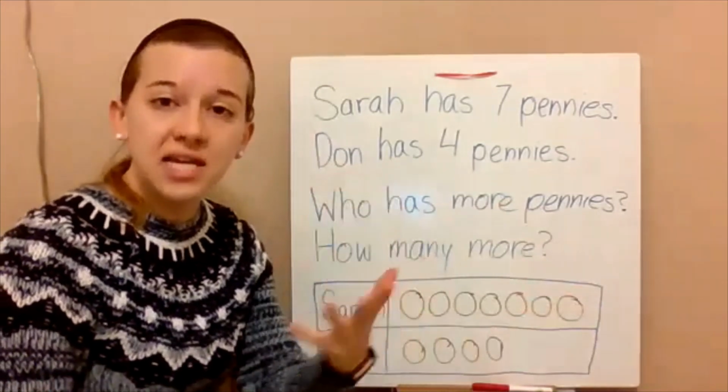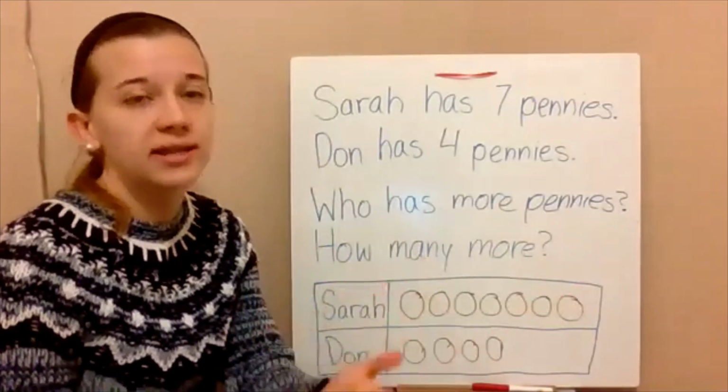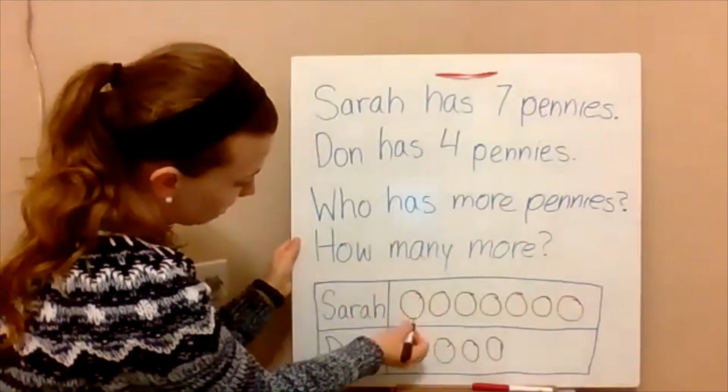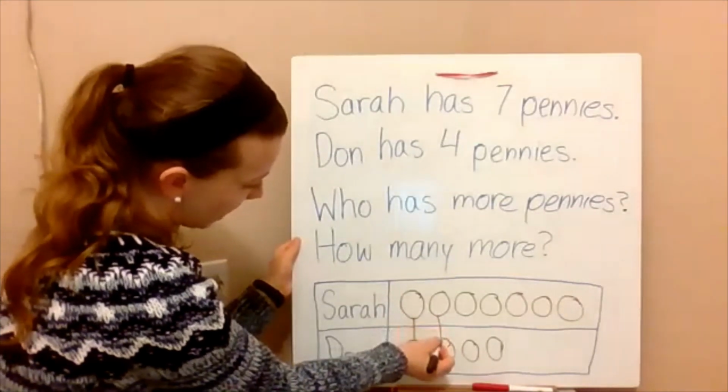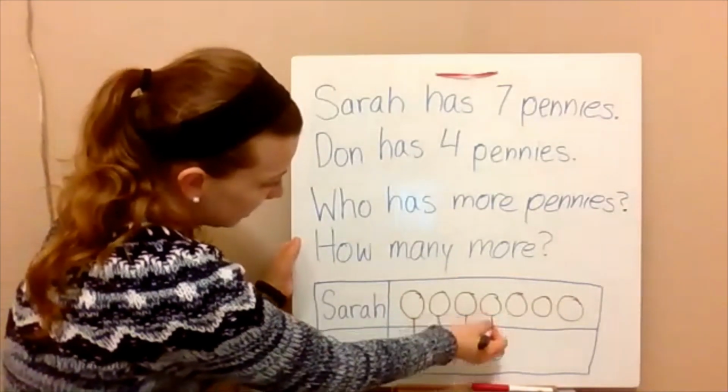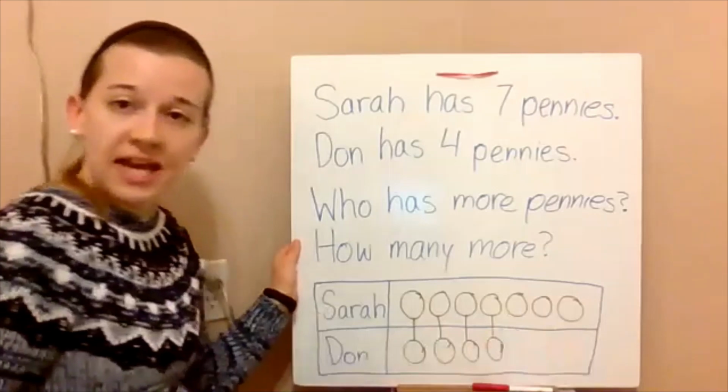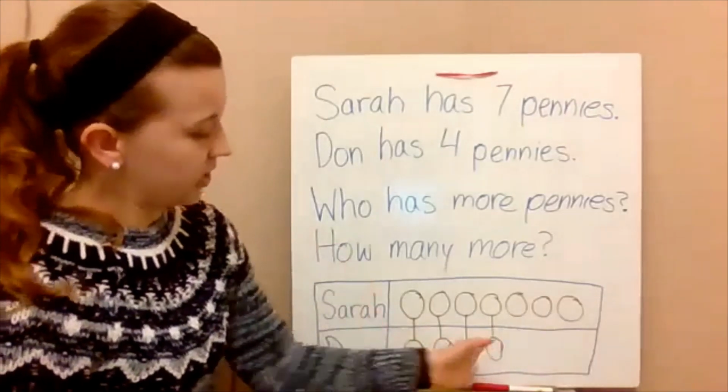Now, when we draw them, we want to make sure they're lined up 1 to 1, because then it will be easier to see who has more and less. So just to make sure they're lined up 1 to 1, I'm just going to put a little line between them. And that's all we have to line up 1 to 1, just these ones.